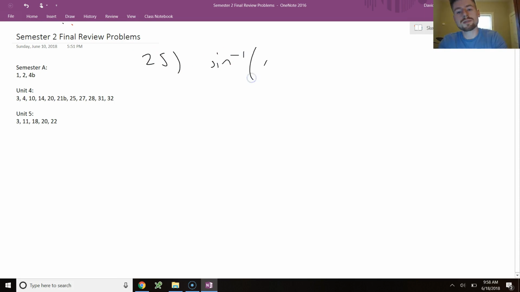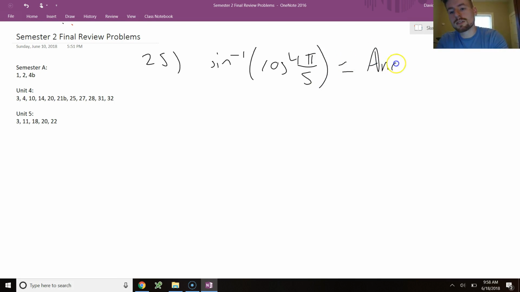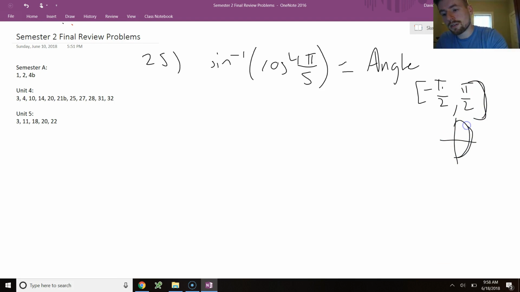Okay, so our next problem is number 25, which is to evaluate sine inverse of cosine of 4 pi over 5. So remember that sine inverse, the answer is going to be an angle. Since sine inverse takes an x or y value from the unit circle and returns an angle, the answer is going to be between -pi over 2 and pi over 2. So somewhere in the right half of the unit circle.